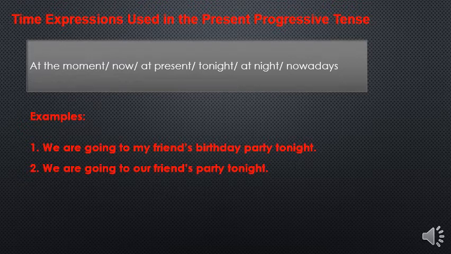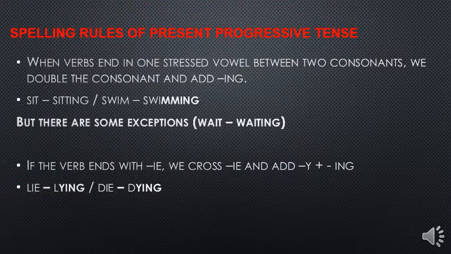Some expressions used in the present progressive. What shows you that this is a present progressive tense? These words, these adverbs of frequency show you that this is a present progressive tense, like at the moment, at present, tonight, now, and so on.